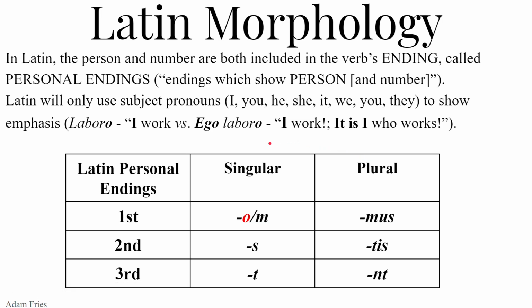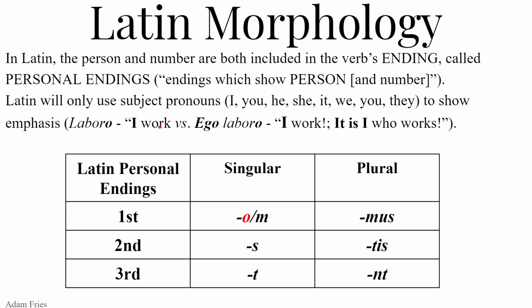So the endings are really important here, not so much the subject pronoun, because Latin doesn't really use subject pronouns, really only for emphasis. So laboro. The O tells us that I am doing the action. First person singular, I am doing the action, as opposed to ego laboro, where we really want to emphasize that it is I, yes, I am doing the work. I am working. The ego really emphasizes. But Latin doesn't really need the ego. Laboro works just fine on its own, because it has the ending, the first person singular O ending.